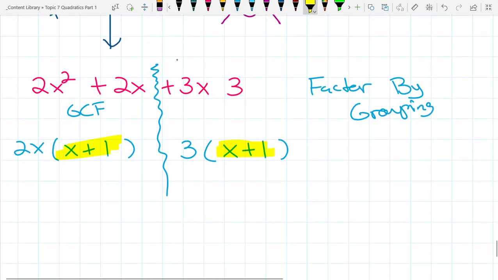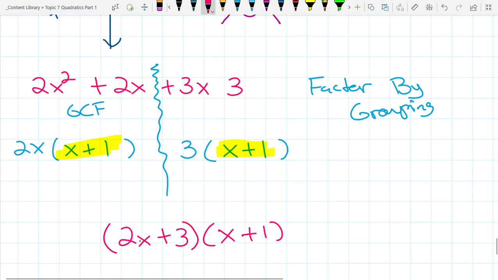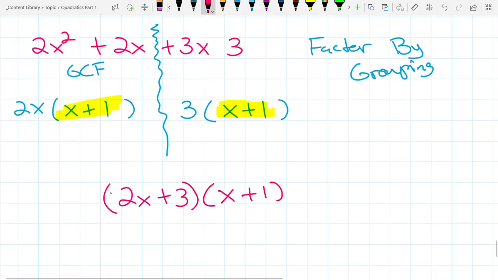So now your answer, since x plus 1 is being multiplied by a 2x and it's being multiplied by a 3, you put them in parentheses, 2x and 3. 2x multiplies x plus 1. The 3 would then multiply x plus 1. So that is your answer to question 16.